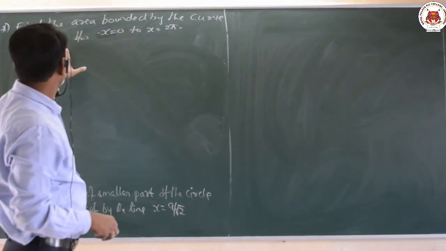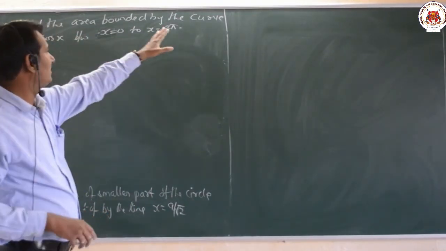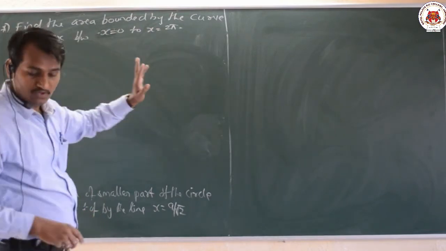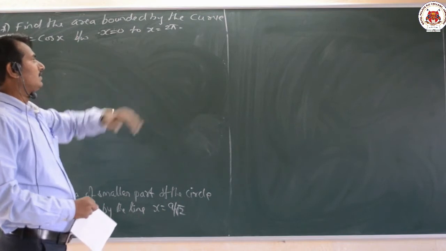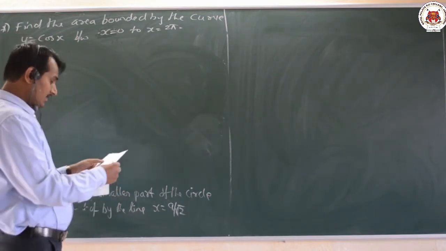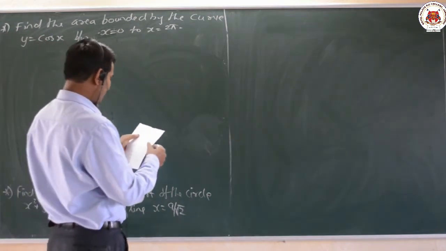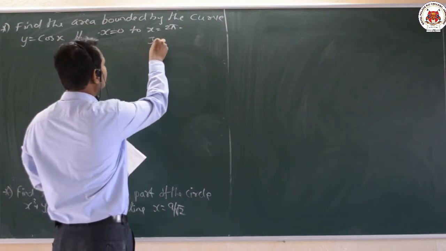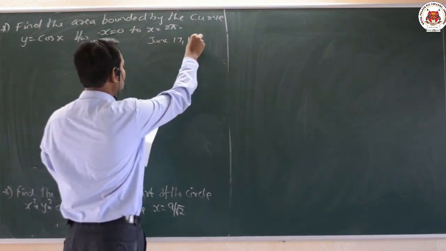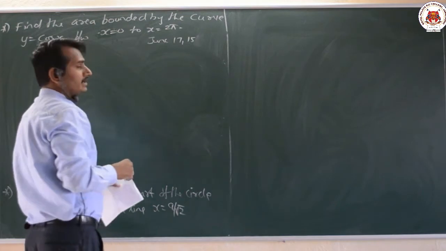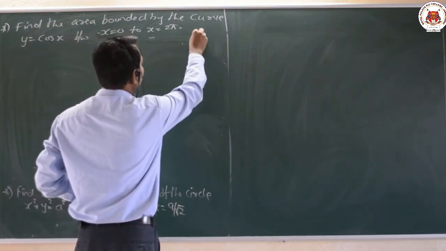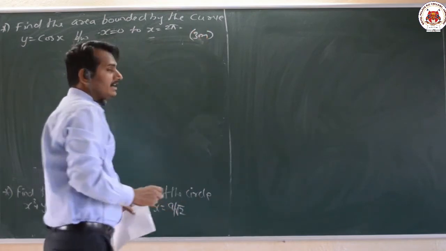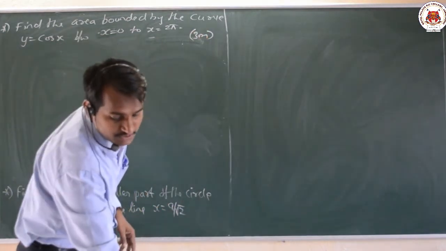Now the next problem is, find the area bounded by the curve y equal to cos x, between x equal to 0 and x equal to 2 pi. This particular question was asked in June 17, June 15, as well as in preparatory 15 and 18. For 5 marks it is asked, and this question is also for 3 marks. It is an important one asked in your question paper.